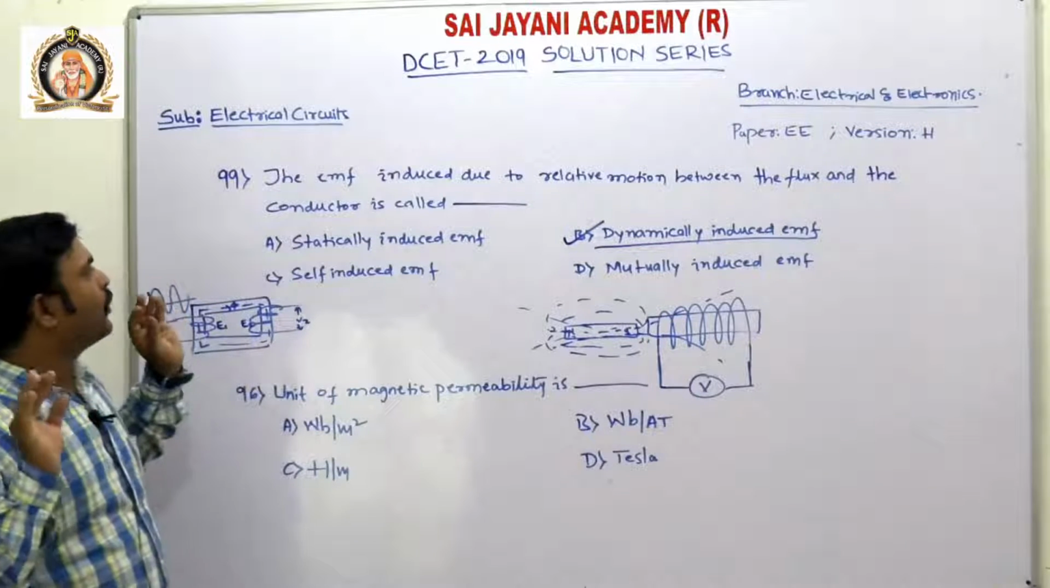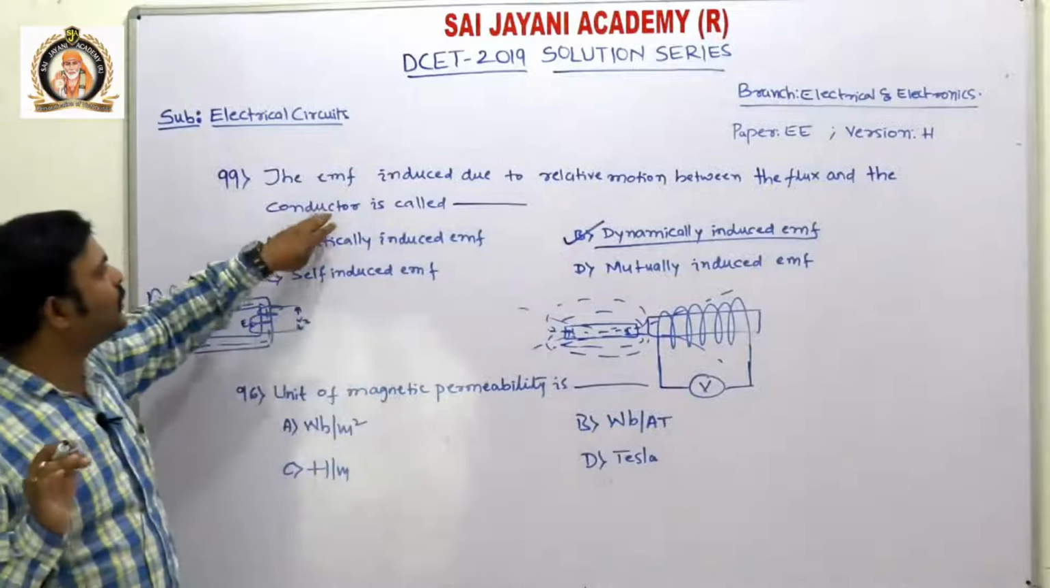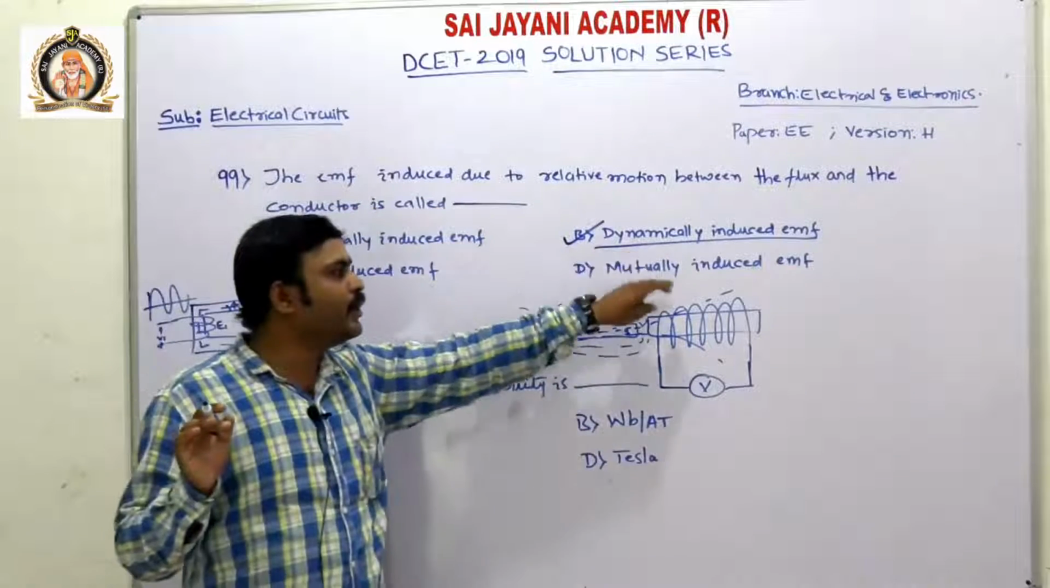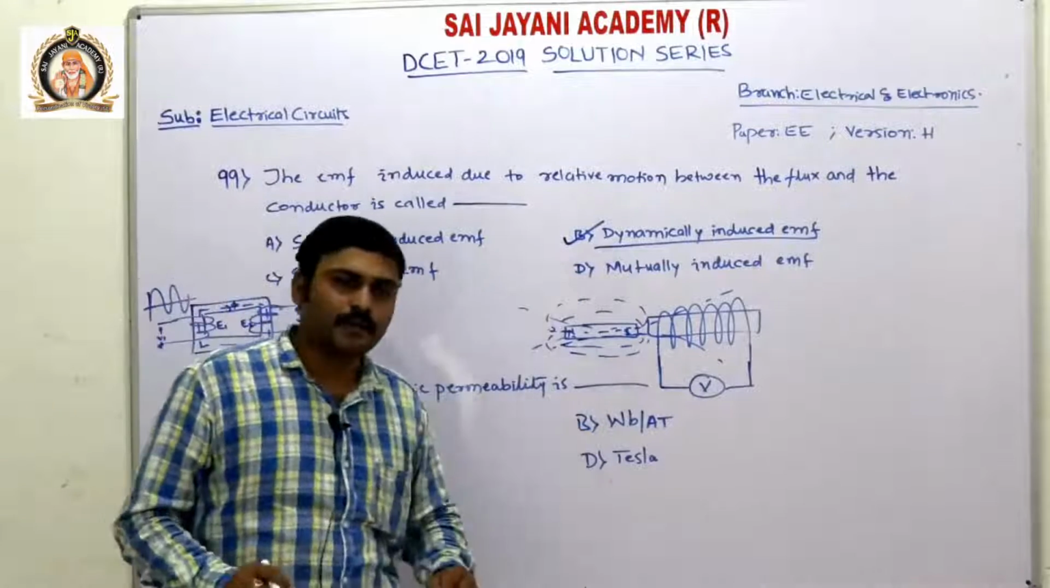But our question is, the EMF induced due to the relative motion between the flux and the conductor is called dynamically induced EMF. So option B is the right answer.